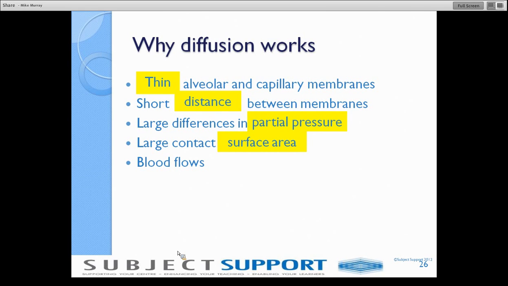And then finally, blood. Blood flows very, very slowly through the blood capillaries in the lungs, really slowly. And that gives more time for diffusion. So maybe in the exam, the idea that blood flows slowly would be awarded a mark, and maybe that would be the same mark on the mark scheme as, therefore, there's time for diffusion.